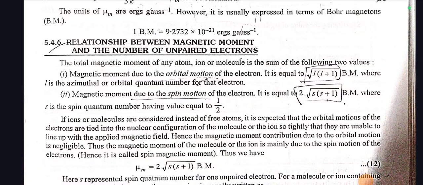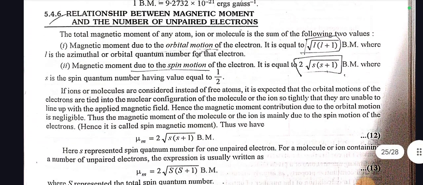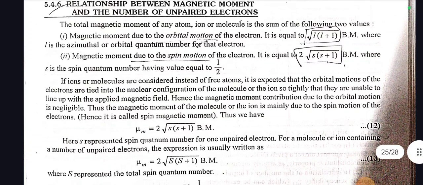Relationship between magnetic moment and the number of unpaired electrons. The total magnetic moment of any atom, ion, or molecule is the sum of the following two values. First, magnetic moment due to orbital motion of the electron. It is equal to root L into (L plus 1) BM, where L is the azimuthal or orbital quantum number for the electron.